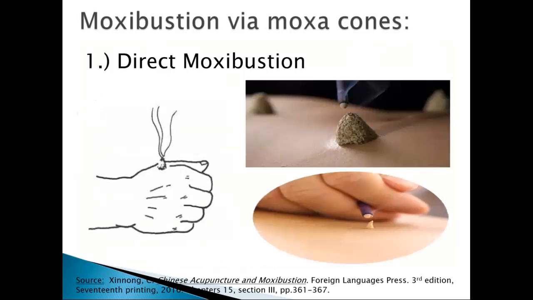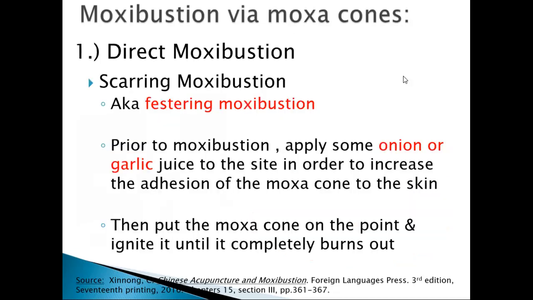Direct moxa, this is what the picture of a direct moxa looks like. Here, the practitioner molded the wool into a triangular cone shape and applied it to LI4. Then you can also mold a small cone such as this to be applied on your distal points or specific acupuncture points.